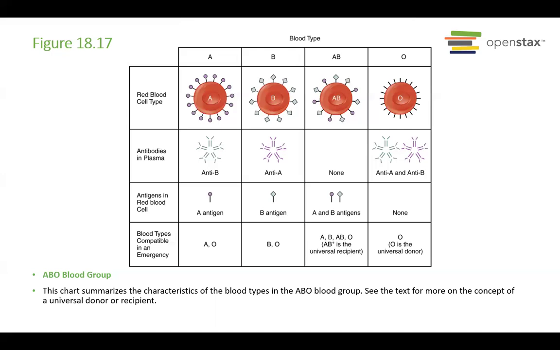Where do we find the antigens? On the glycocalyx. So the glycocalyx is antigen. That's who you are. So the anti-B will target the B antigen. You see? So blood type A has anti-B to recognize B antigen because we don't want B antigen.